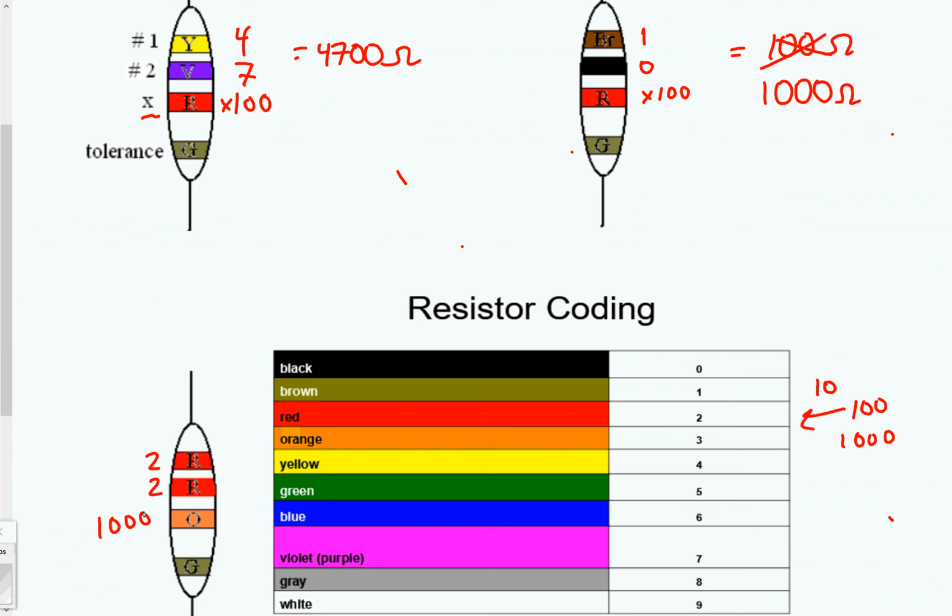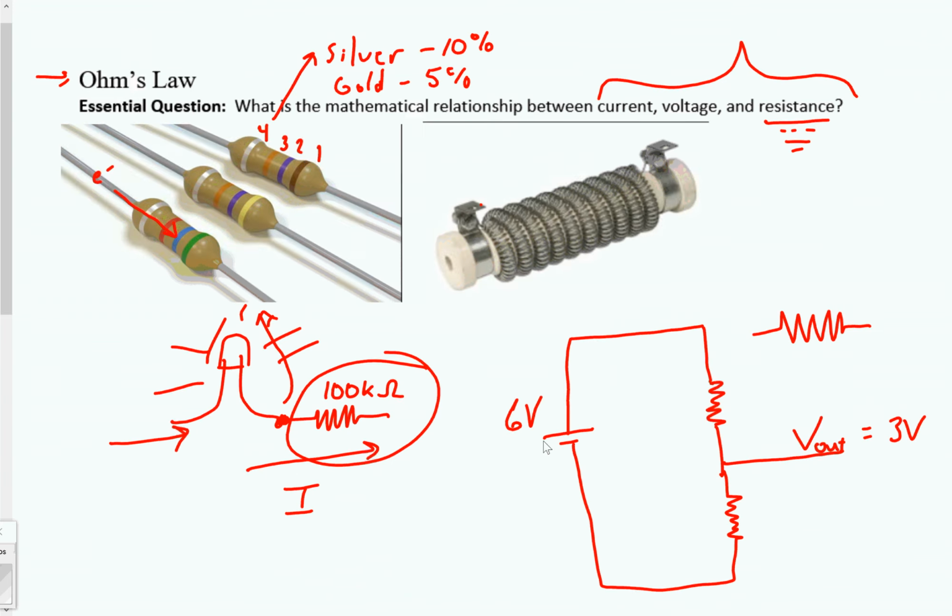1,000, 3 zeros. So your answer is 22,000. So that gets you a basic idea. So here's the deal. In the lab that we're doing today, we want to explore this Ohm's law.